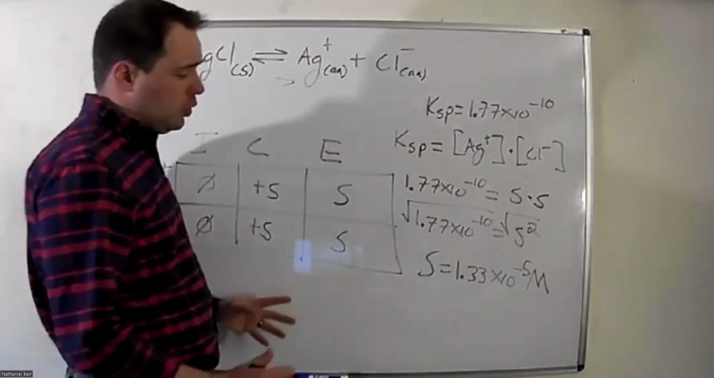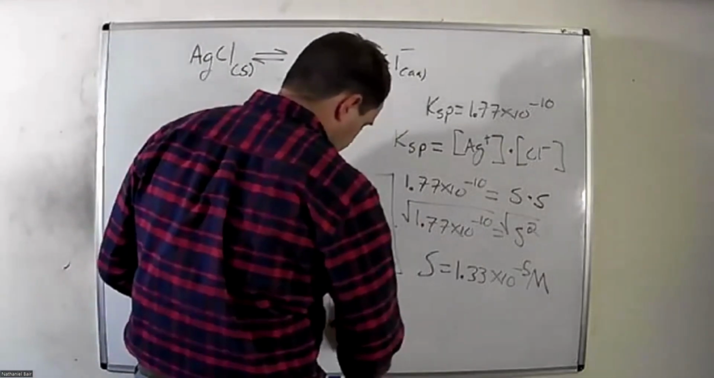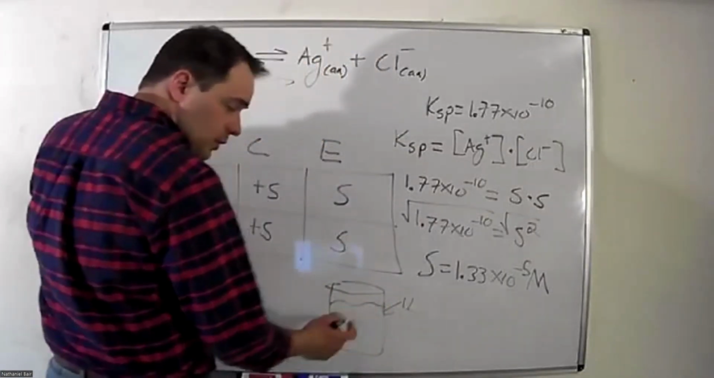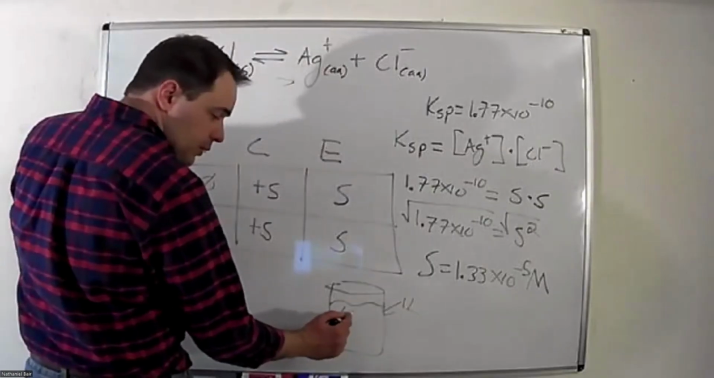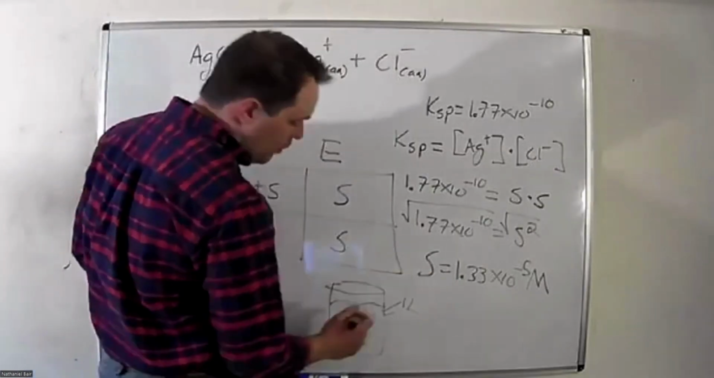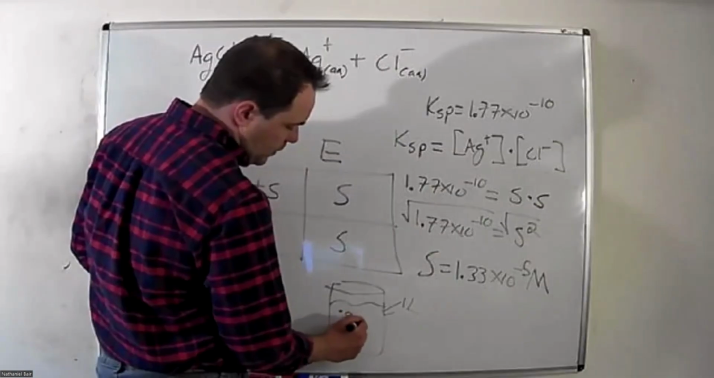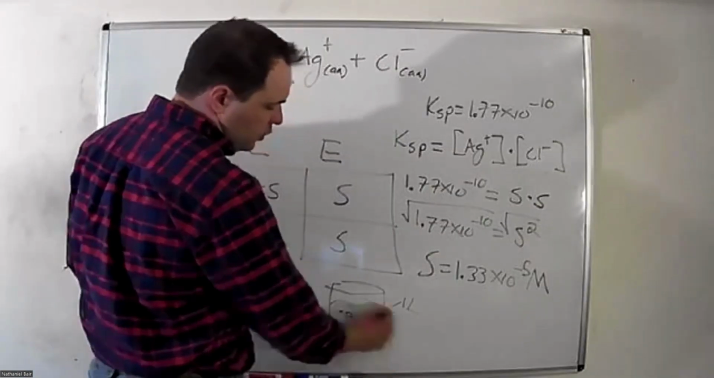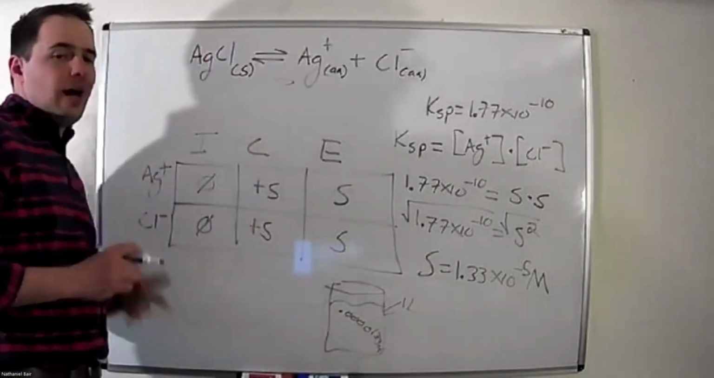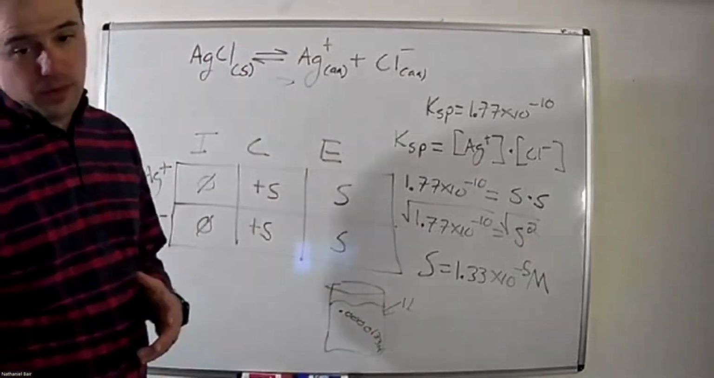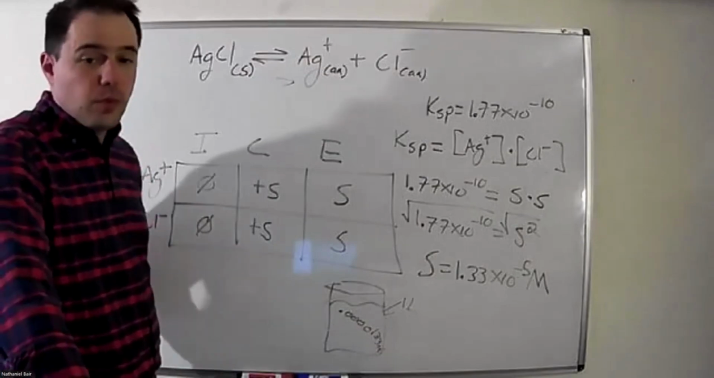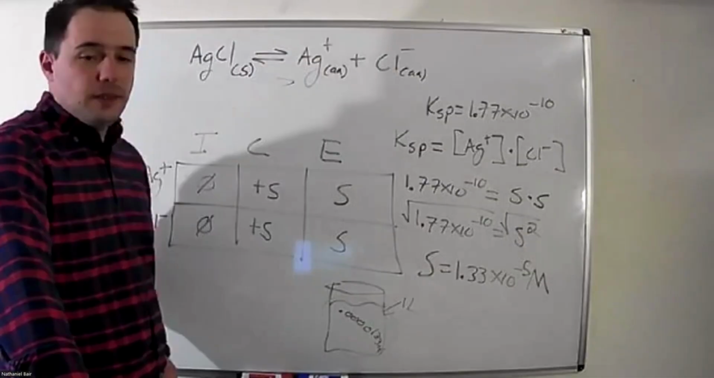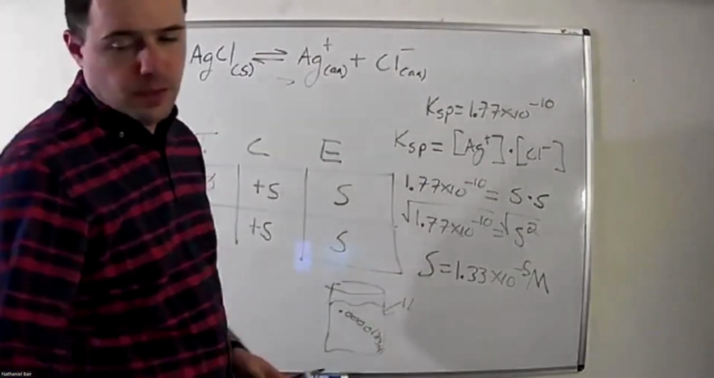So the answer is, yeah, silver chloride's pretty darn insoluble, right? If I drop silver chloride in water, and I have an entire liter of water, then there's only going to be 1.33 times 10 to the negative 5th moles, so 0.0000133 moles of silver chloride in that entire liter. Not very much at all. Okay, so it is rather insoluble. We were correct. So there's the answer. The solubility is 1.33 times 10 to the negative 5th molar. Awesome.